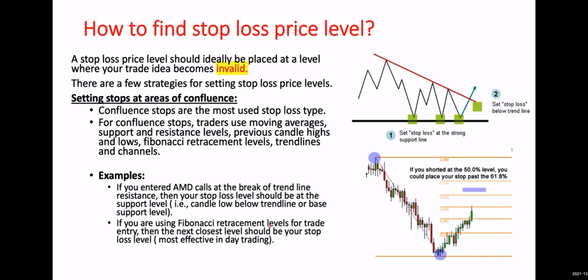If you're using Fibonacci retracement levels for a day trade, for a trade entry, then the next closest level should be your stop loss. This is most effective for day trading, right? All of you know what a Fib is, right? This is a classic downtrend, right? This is the 1 level here, the 0 level here, and you see the stock popping back up, all right? Now, your idea for traders, you want to short the 50% retracement, all right? You want to short a 50% retracement. That is a solid idea.